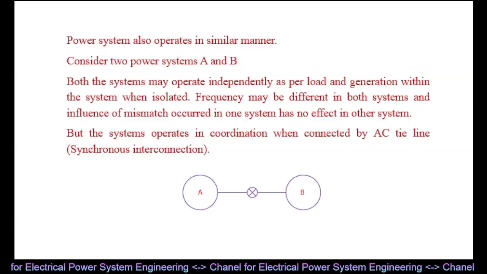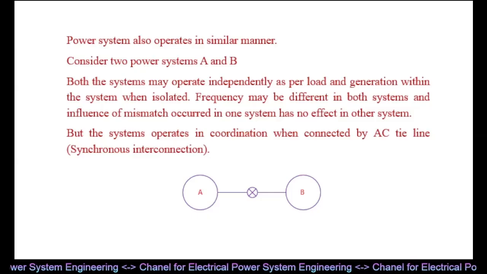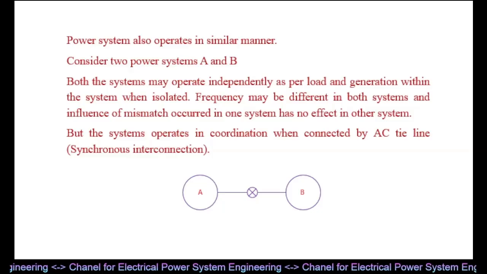Consider two power systems A and B. Both the systems may operate independently as per load and generation within the system when isolated. Frequency may be different in both systems, and the influence of a mismatch occurring in one system has no effect on the other system. But the systems operate in coordination when connected by an AC tie line, a synchronous interconnection.